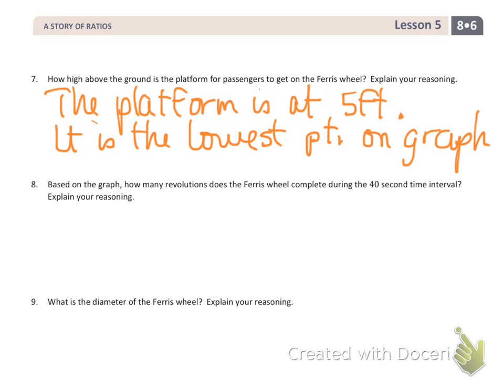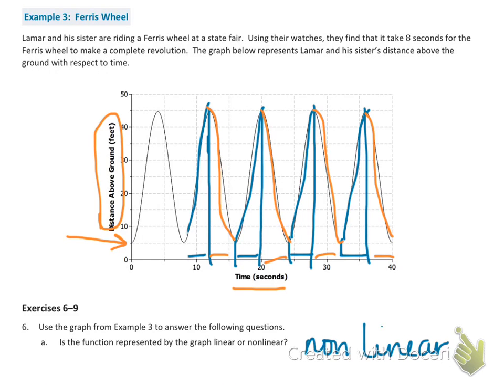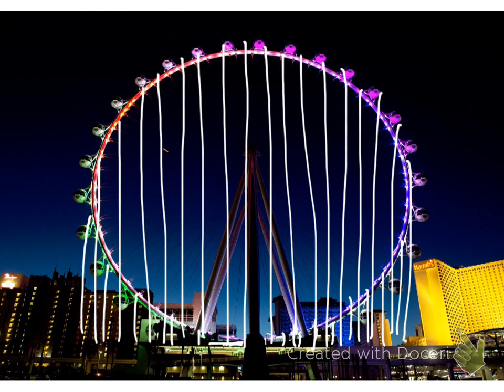Okay, based on the graph, how many revolutions does the Ferris wheel complete during the 40-second time interval? And explain your reasoning. So we can go back and look at the graph again, and we can see that it makes 1, 2, 3, 4, 5 complete revolutions.